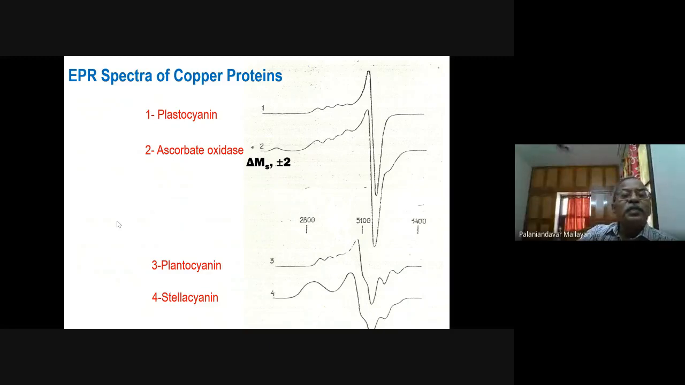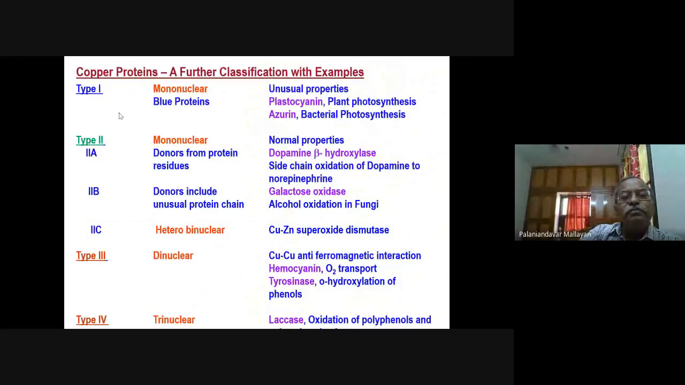So, I told you about this type 1 protein. They are all mononuclear. There is only one copper in it. They have unusual properties. They are involved in plant photosynthesis, bacterial photosynthesis, azurin. Type 2 proteins. What are type 2 proteins?